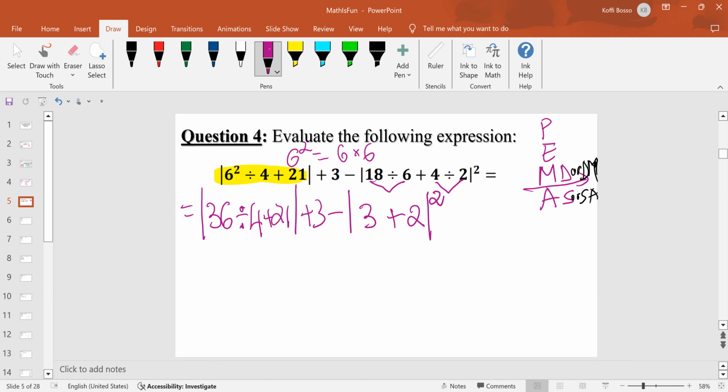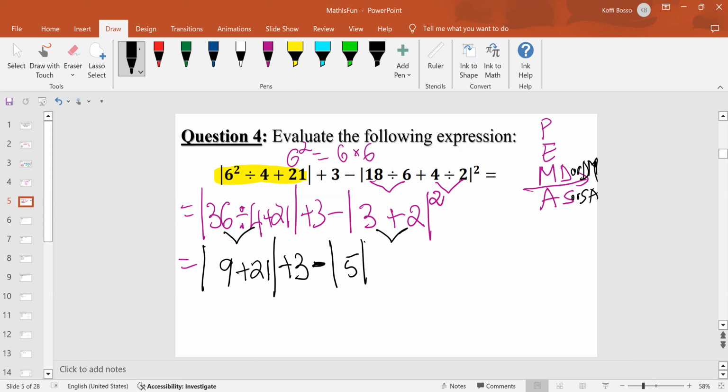After that, we're going to complete the division here. And that gives me 9. 36 divided by 4 is 9, plus 21. Plus 3 minus. Inside here, I have a 5. I close, I square.